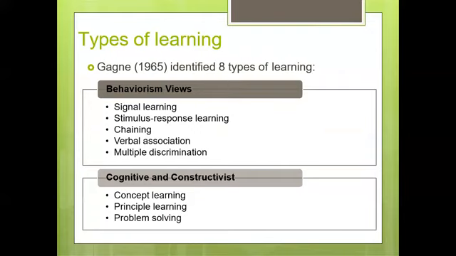Types of learning. Again, identify 8 types of learning. Behaviorism views signal learning, stimulus-response learning, chaining, verbal association, and multiple discrimination. Cognitivism and constructivism: concept learning, principle learning, and problem solving. I will explain these concepts later, okay?